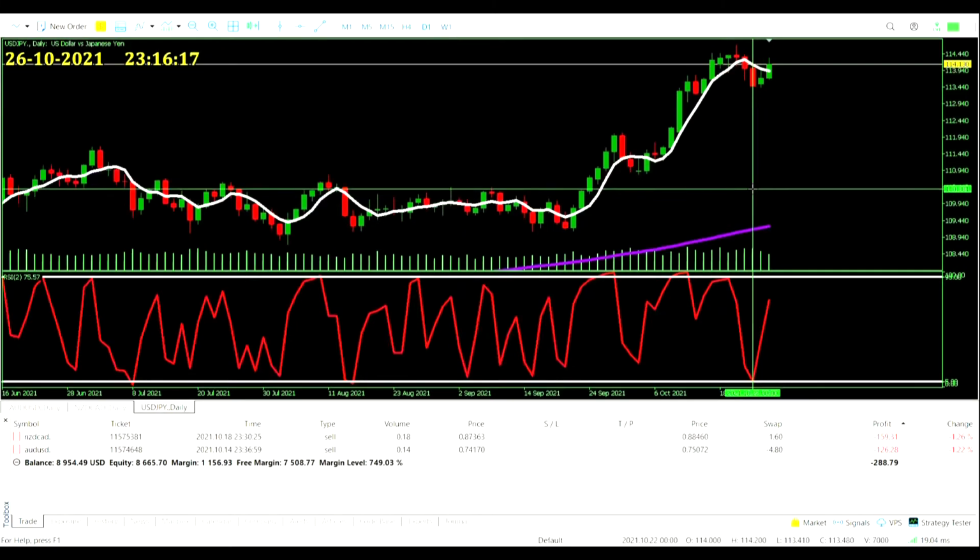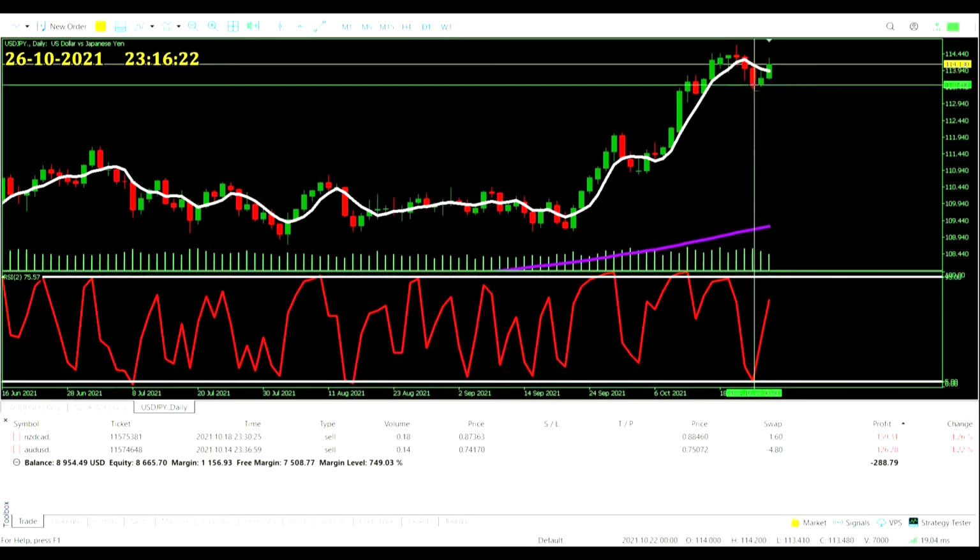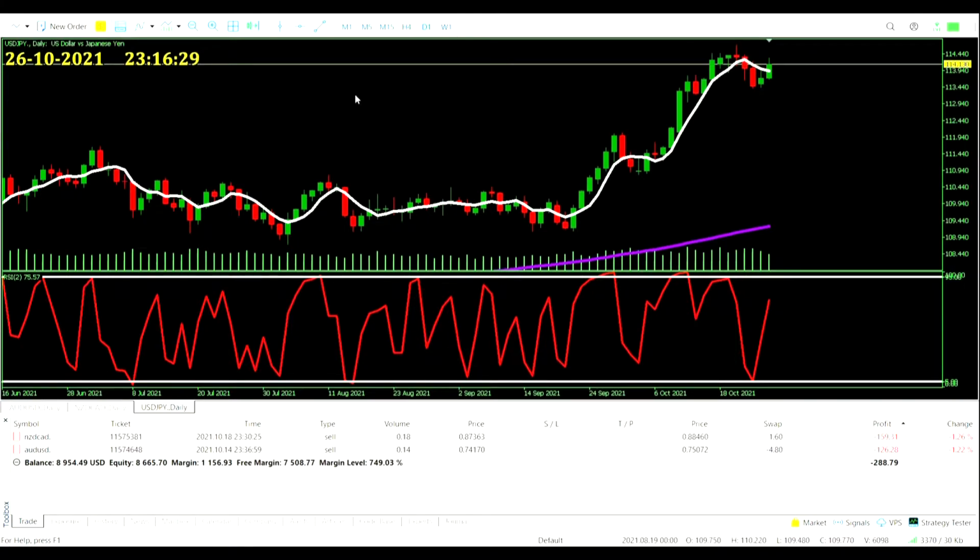And same with the US dollar Japanese yen as well. Finished 5.56, but that would have netted you some profit. You'd have been in there about 58 pips worth. Better than a kick in the nose.